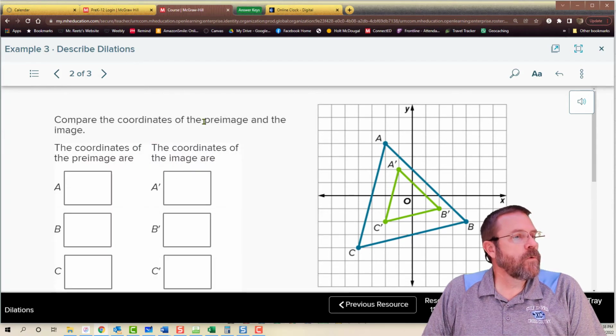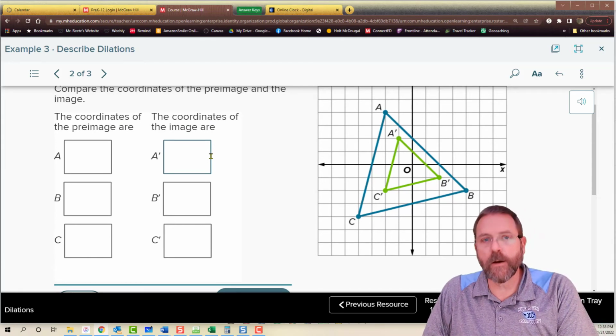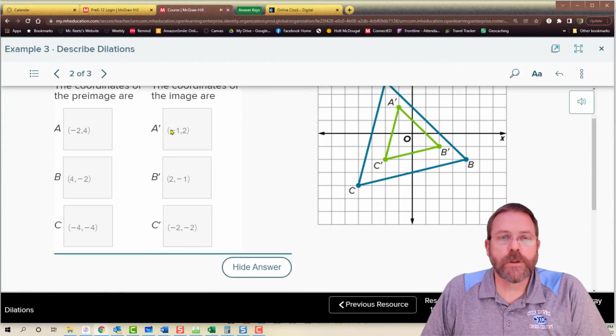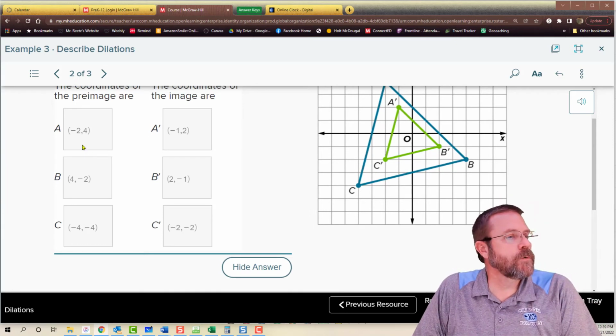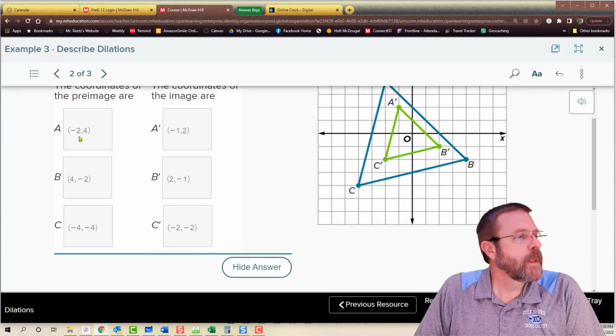It says compare the coordinates of each pre-image and the image. So I'm going to go ahead and do that and then come back to you. Actually, I just cheated and made the computer tell us to do it because, you know, I've been making 13 modules worth of lessons for y'all.